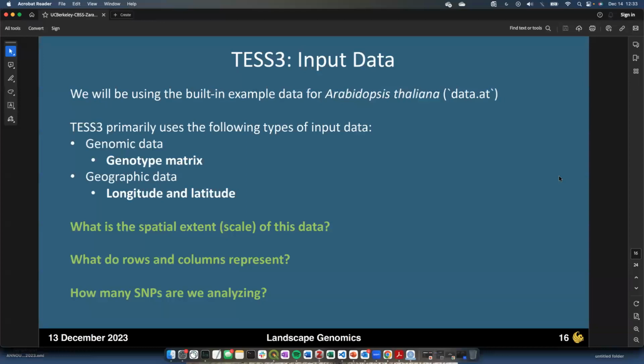One is genomic data, which is in the form of a genotype matrix, and one is geographic data with latitude and longitude, like I mentioned a little bit earlier.